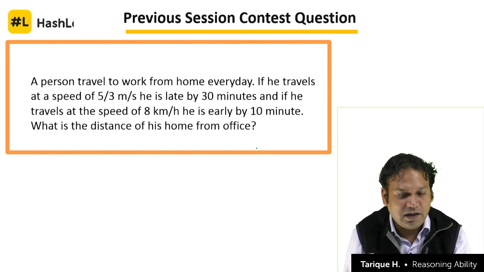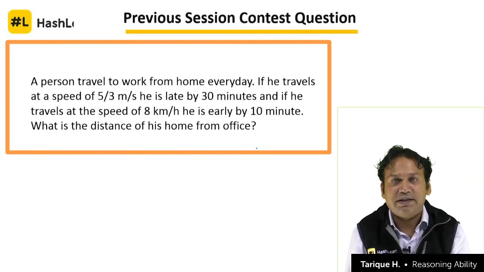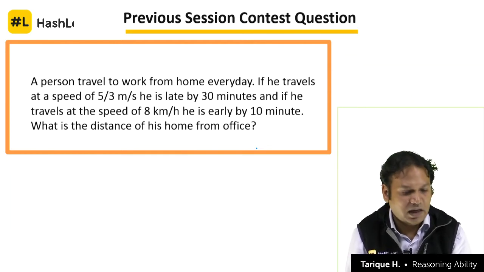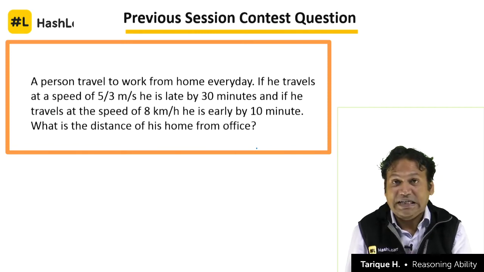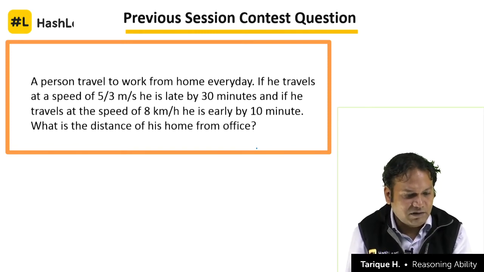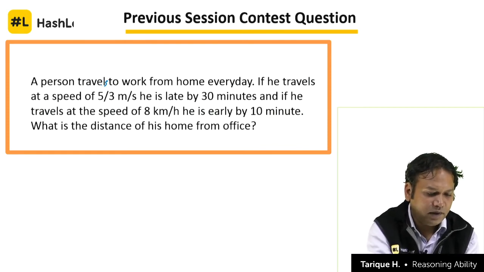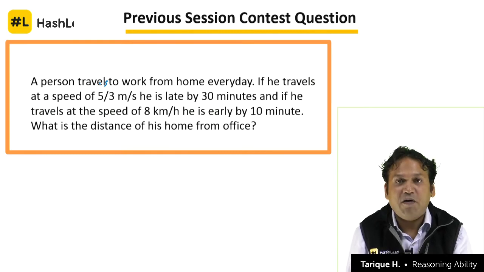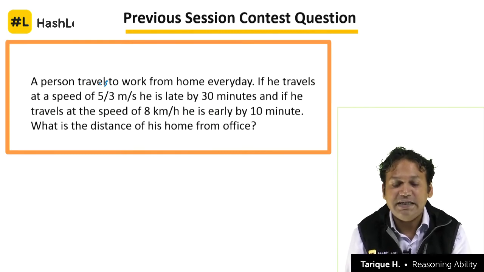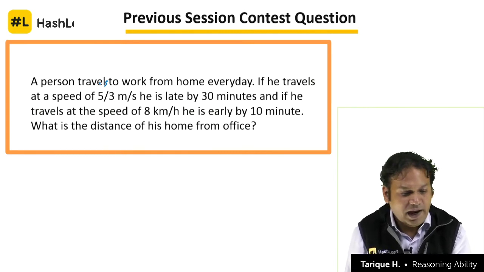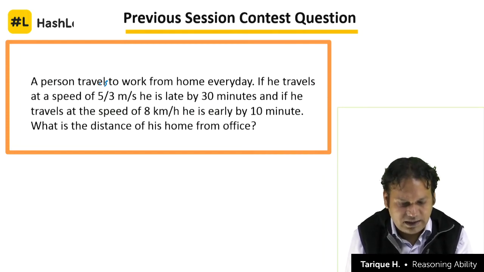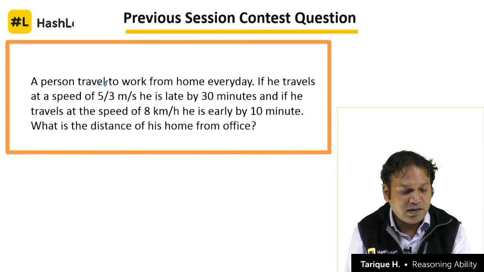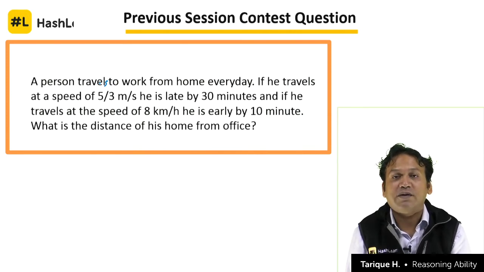Now, we will see the question from the previous contest session, and that was in my last class. Speed, time and distance. A person travels to work from home every day. If he travels at a speed of 5/3 meters per second, he is late by 30 minutes, and if he travels at the speed of 8 kilometers per hour, he is early by 10 minutes. What is the distance of his home from office?